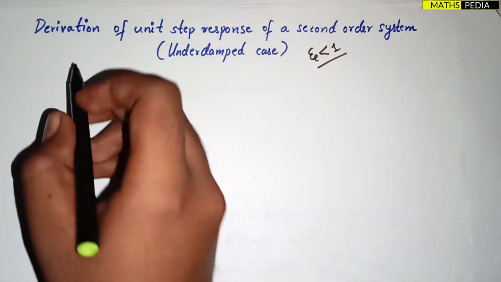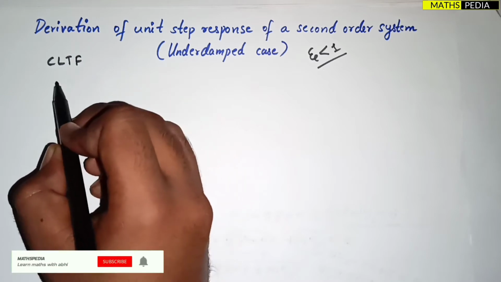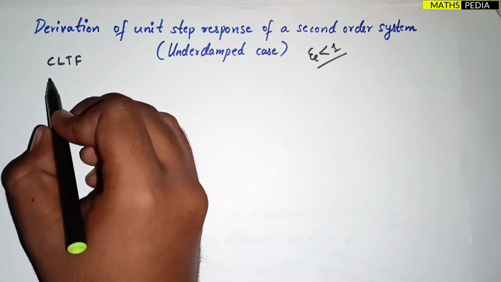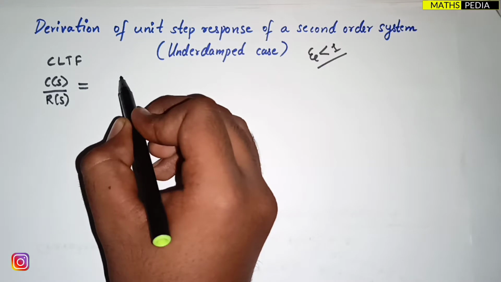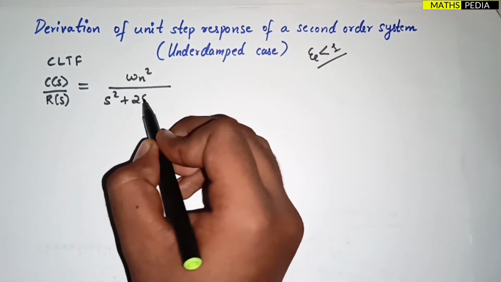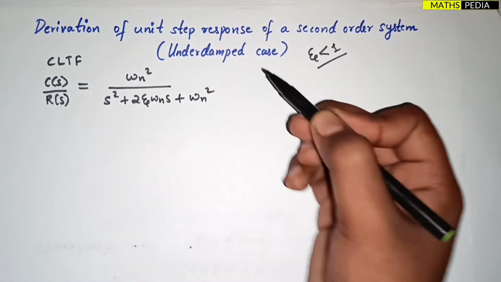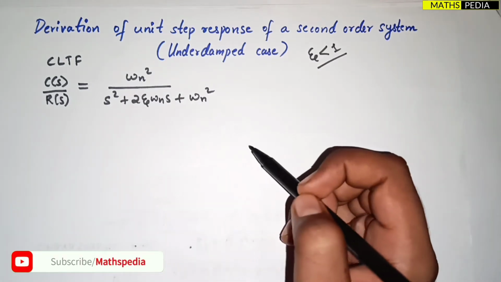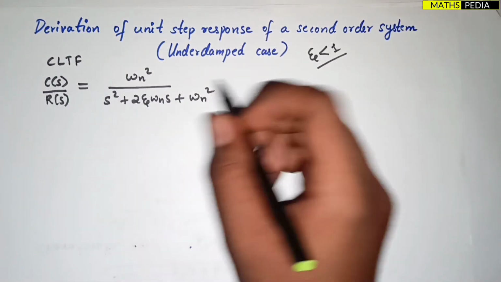Okay, second order system. As we talk about second order system, we have to understand the CLTF. What is CLTF? The closed loop transfer function of a standard second order system is given as C of s by R of s, which is equal to omega n square by s square plus 2 zeta omega n s plus omega n square. Omega n is nothing but the natural frequency of oscillations. This you have to remember. So let us go for the derivation part.